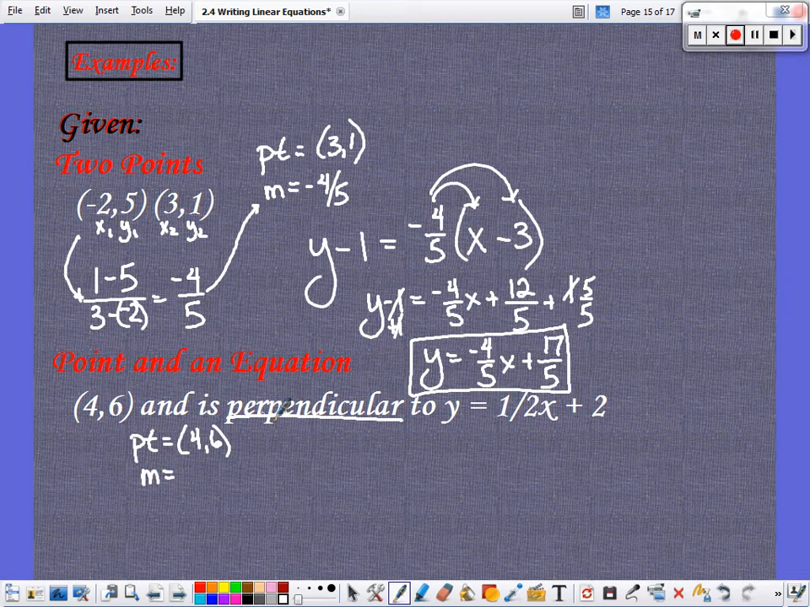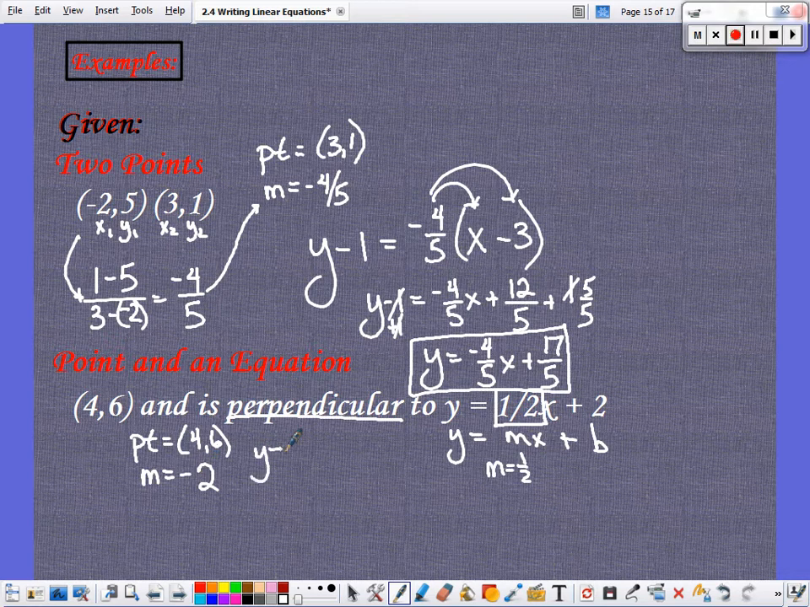However, it says that it's perpendicular to this equation. So if there's a way that I can find the slope of this equation, and I know that perpendicular slopes are negative reciprocals, flip it, change the sign, then I would know the slope of my line. So I look over here, notice this is in y equals mx plus b form. That helps. So the slope of this line is simply 1/2. If it was parallel, our slope would be 1/2, but being that it's perpendicular, I flip 1/2, so 2, and change the sign, so it's negative.